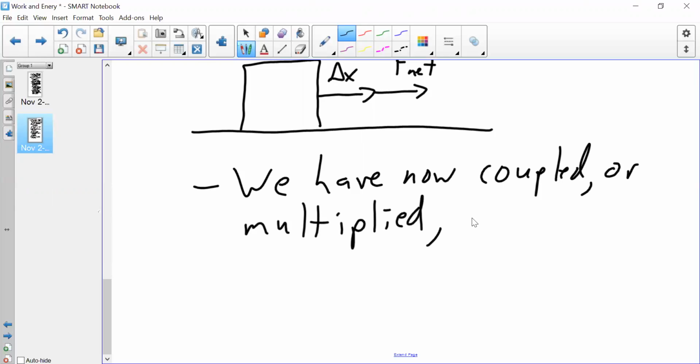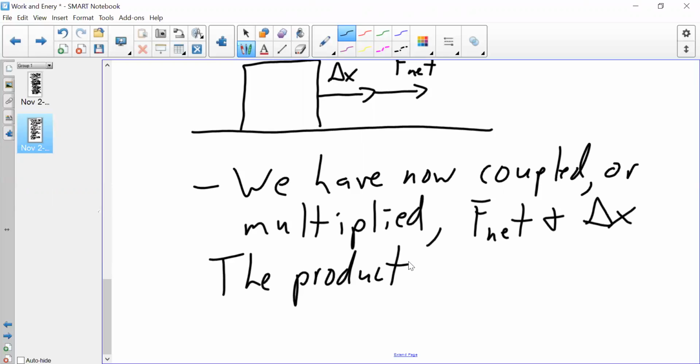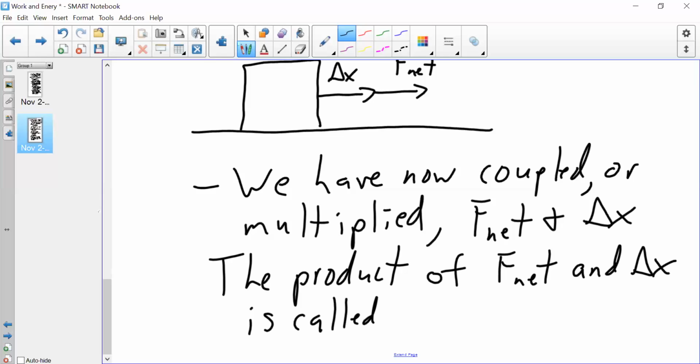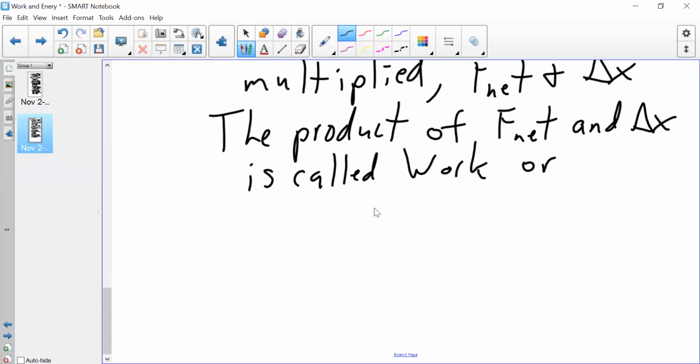We have now coupled or multiplied the net force and the displacement. And as we stipulated at the top, the product or multiplication of net force and displacement is called work. That's our physics definition of work. Or as mentioned before, net work is equal to net force times the displacement.